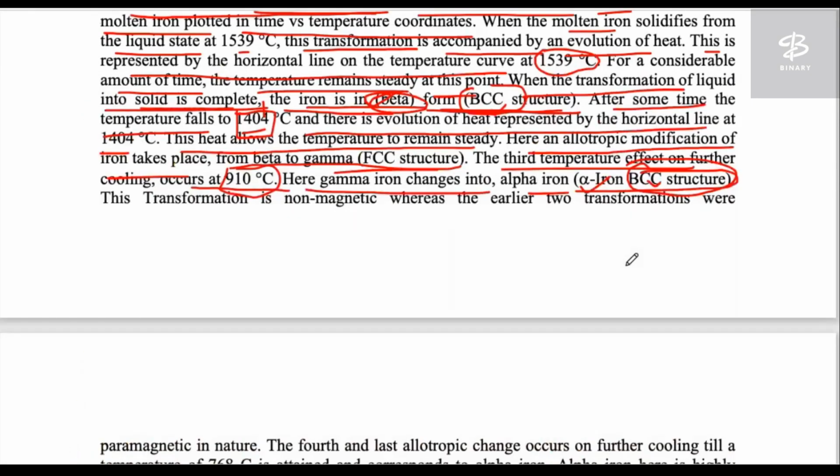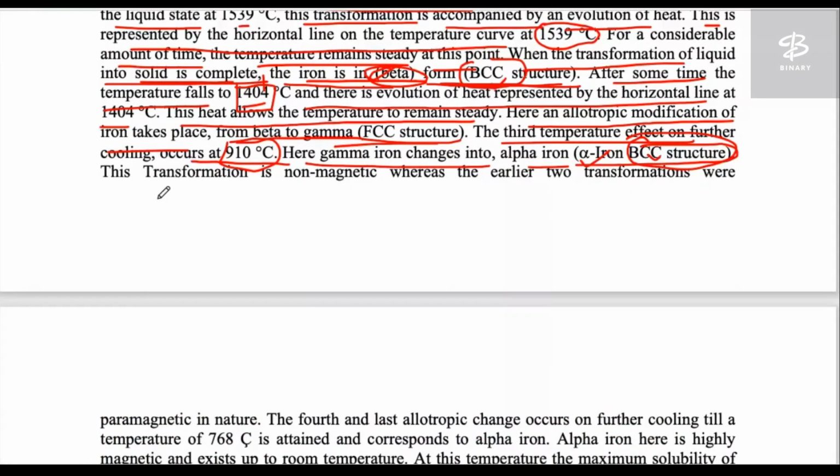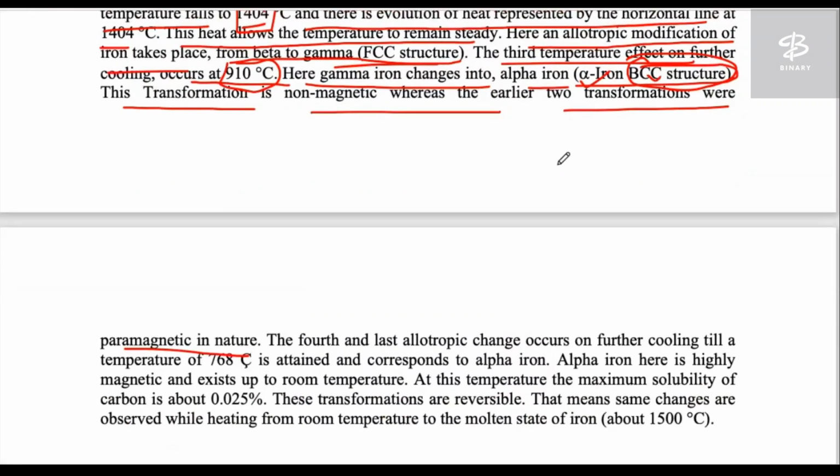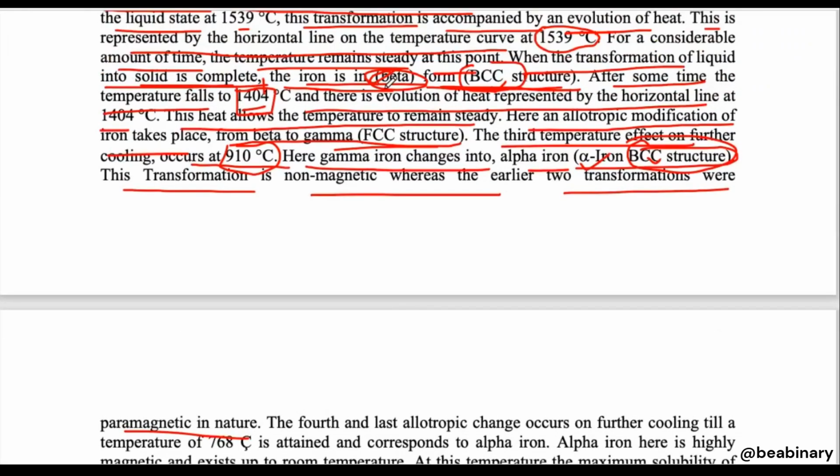Now this transformation is non-magnetic, whereas the earlier two transformations were magnetic in nature. Before, we have the two combinations: the first one is beta BCC and gamma FCC. Both of these had magnetic nature. As you know, a magnet has the capacity of attraction and repulsion, meaning it can attract and repel iron.